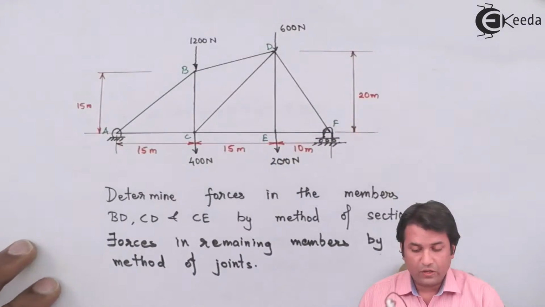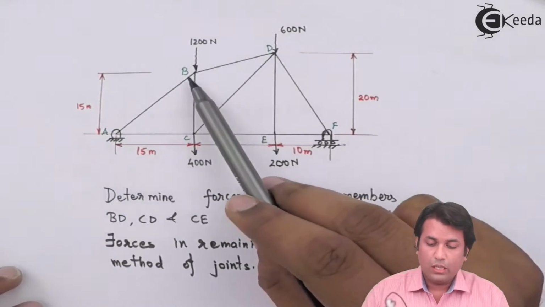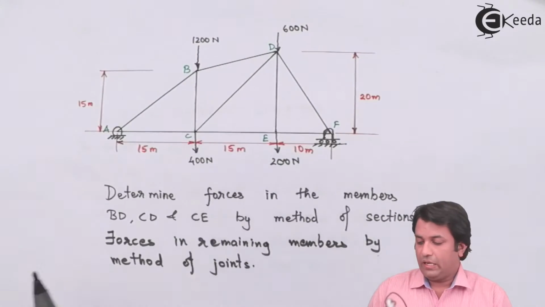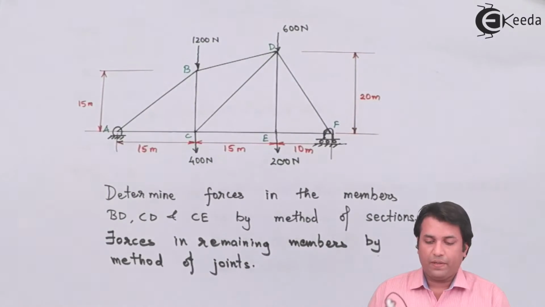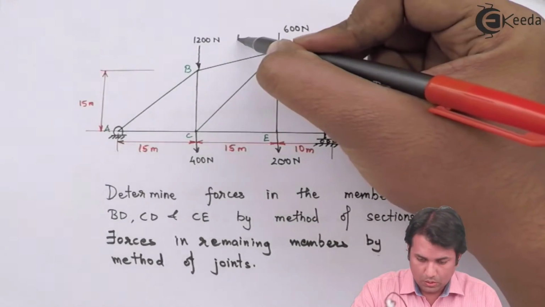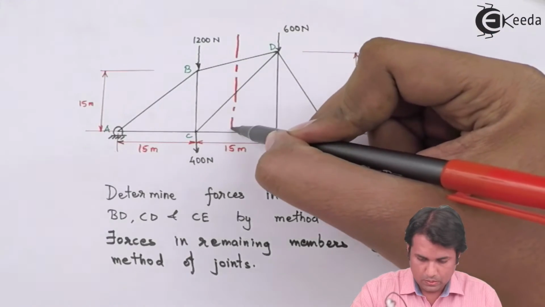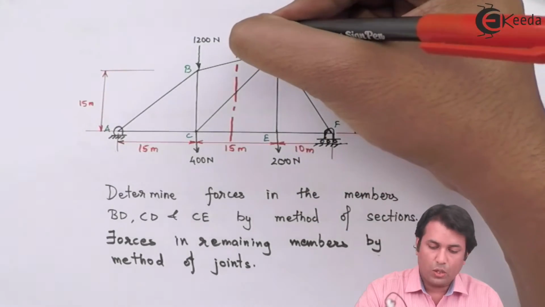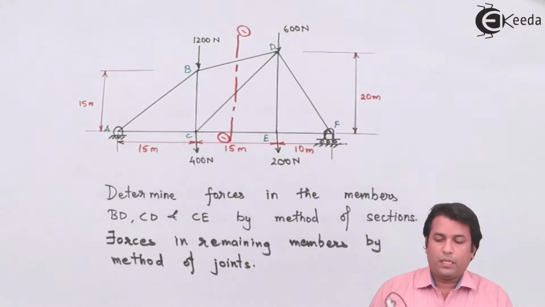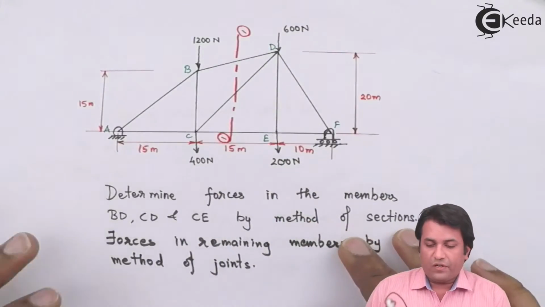Now the first part of the question states that by using method of sections, we need to find out the forces in BD, CD and CE. For that, I'll take a cutting plane. I'll cut the truss into two like this. So I'll call this cutting plane 1-1. Now, I'll just draw the left part of the truss first.